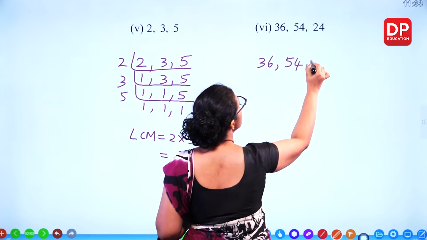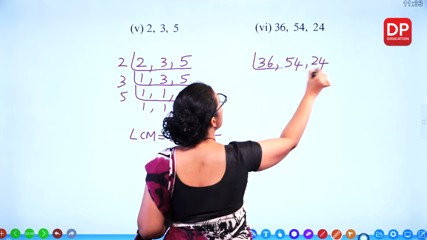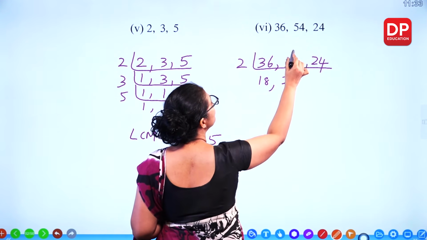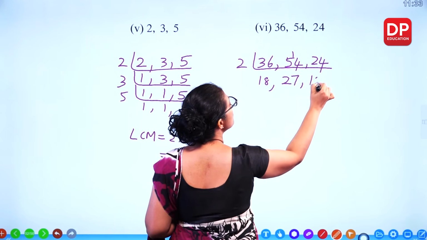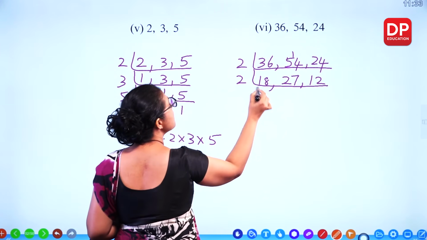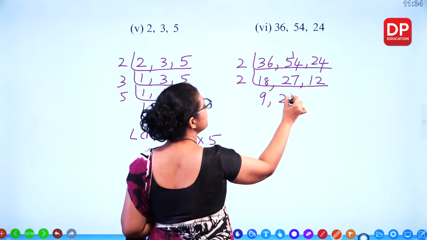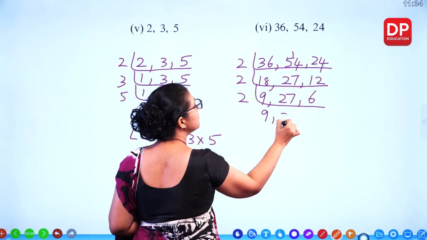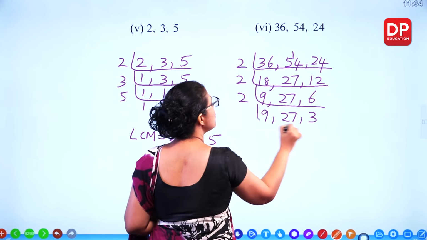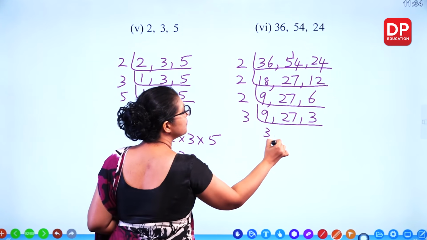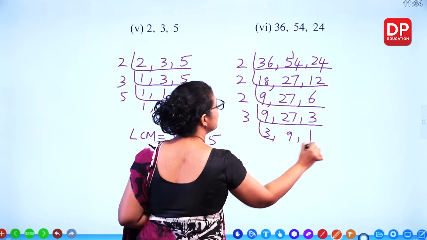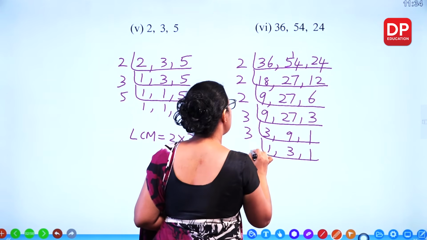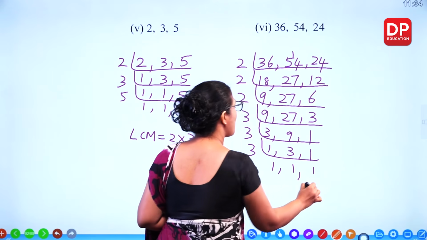36, 54, 24. Divide by 2, 18. Divide by 2, 9. Divide by 2 here, 12. Again divide by 2. Can divide by 2 again. Now divide by 3. Divide by 3 again. And 3 again, till you get 1.